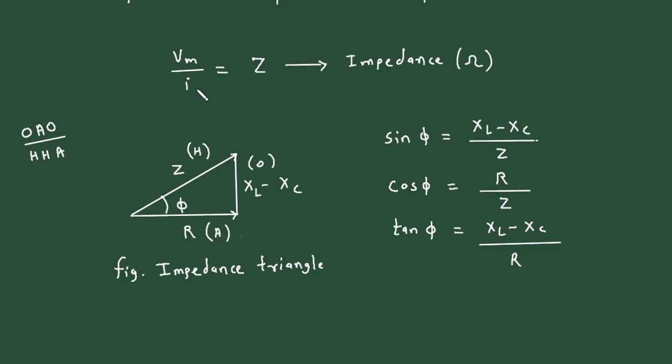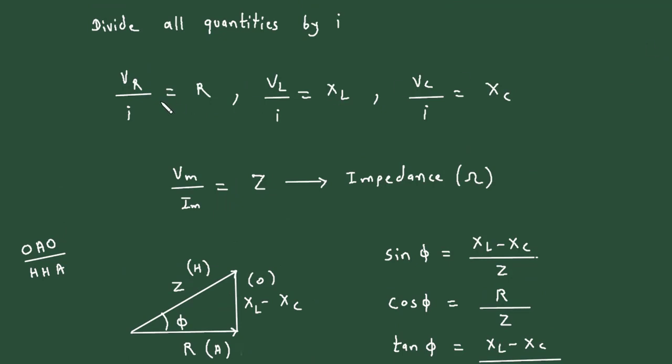Here we should be dividing this by maximum current Im. So it will be like this. And here also this should be Im, and here also this should be Im. Now this is correct.